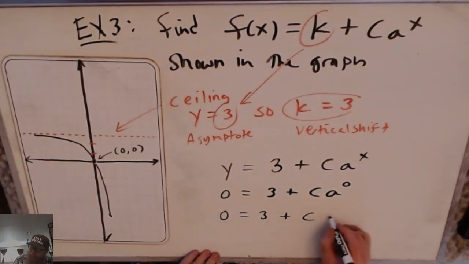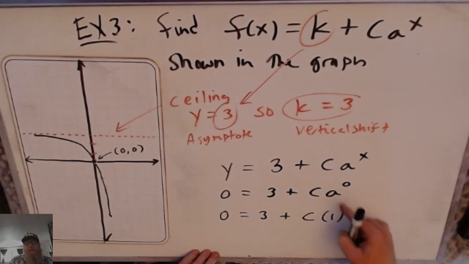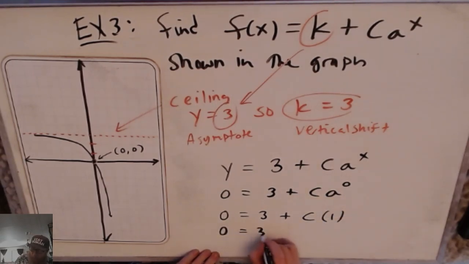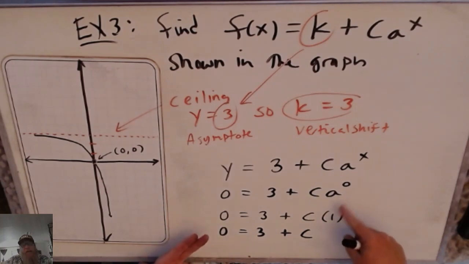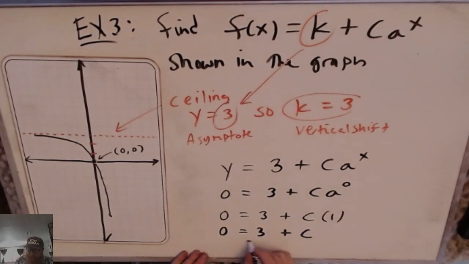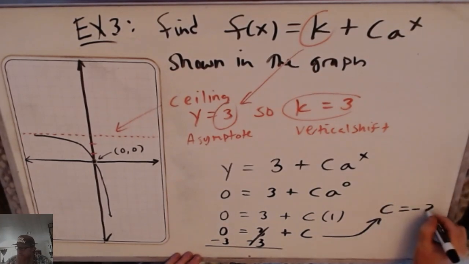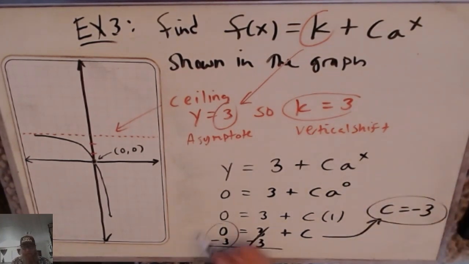What's nice about 0? Anything to the 0 power basically turns into 1. Yeah, it does turn into 1. The value of a to the 0 is 1. And now you can solve this. You're going to get your c is -3. See, 0 minus 3 is -3.